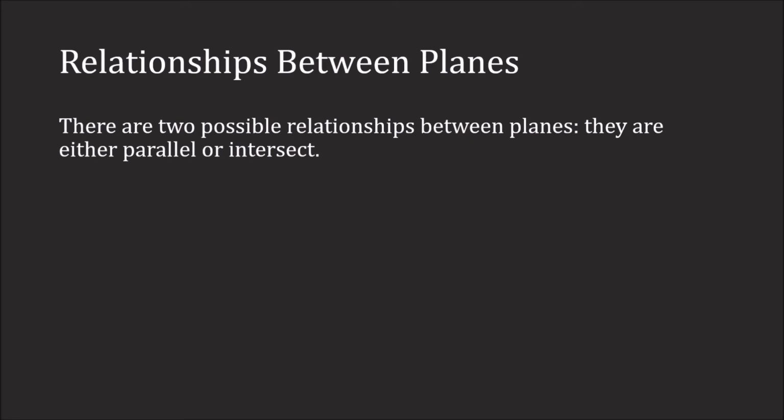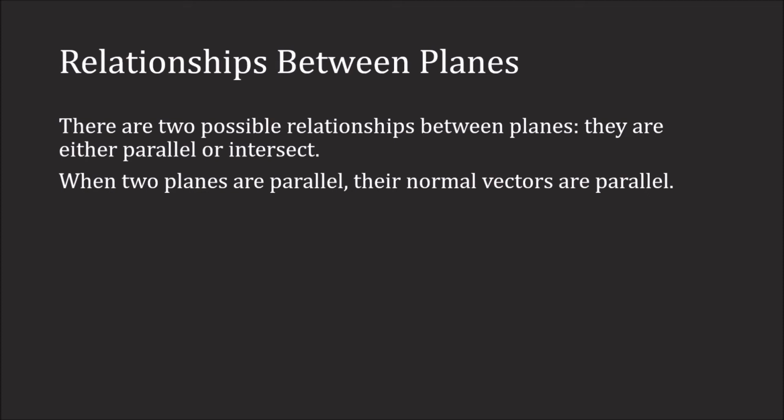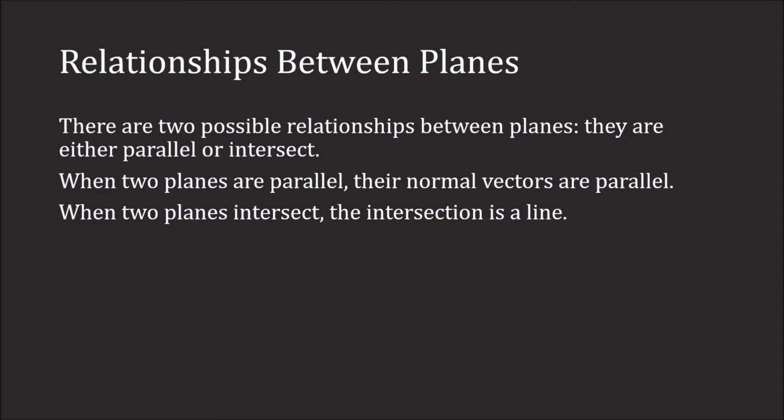There are two possible relationships between planes. They are either parallel or they intersect. When two planes are parallel, their normal vectors are parallel. When two planes intersect, the intersection is a line.